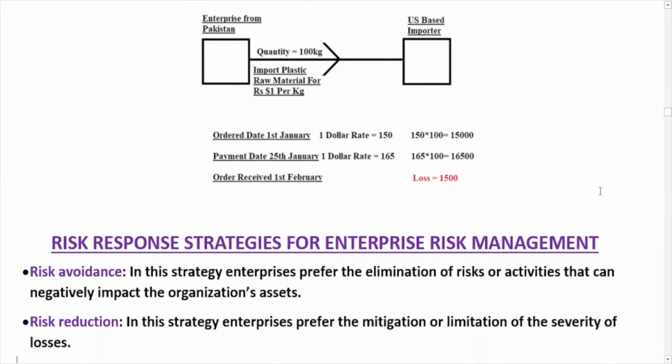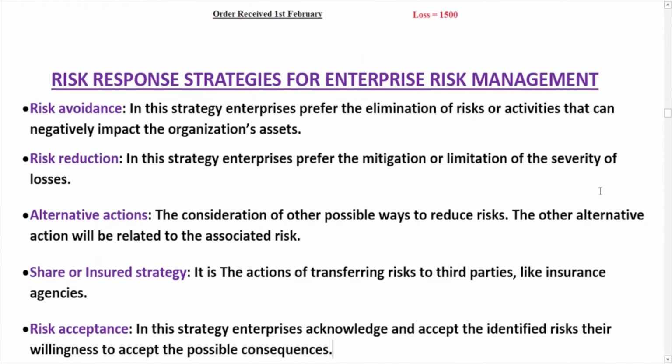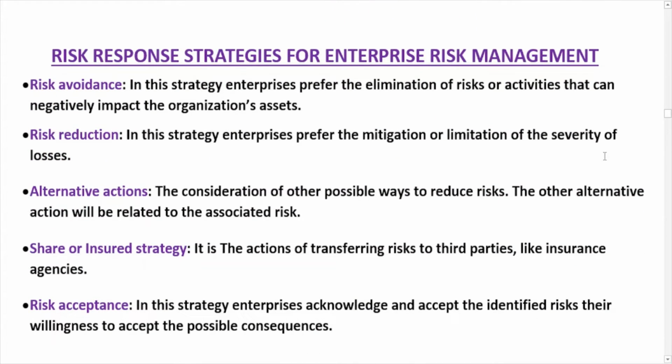Now let's jump to risk response strategies. So these are the risk response strategies for enterprise risk management. And management basically selects one of the 5 appropriate risk response strategies mentioned here on your screen to deal with the identified risk. First one, we have risk avoidance. In this strategy, enterprises prefer the elimination of risk or activities that can negatively impact the organization's asset.